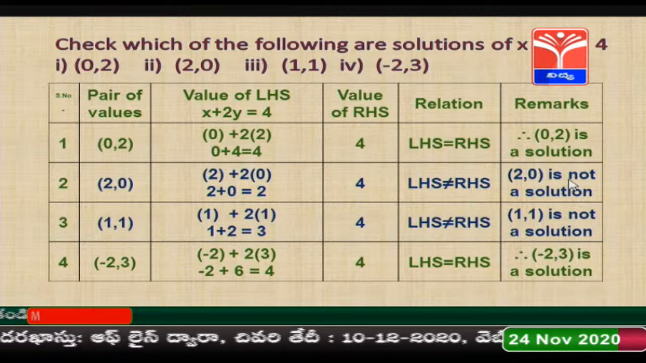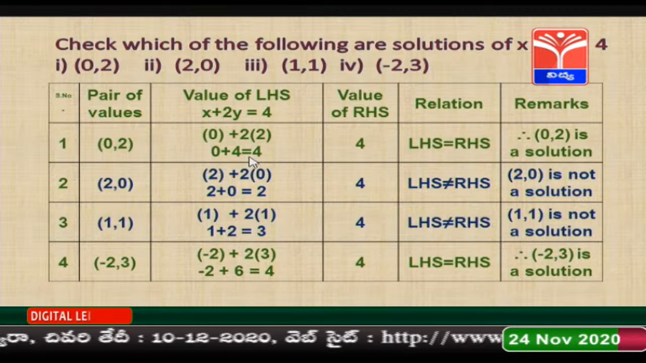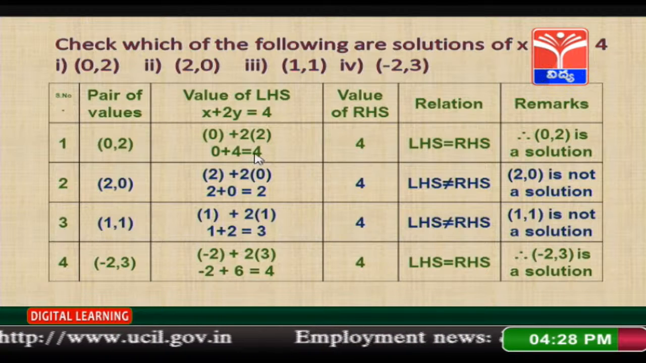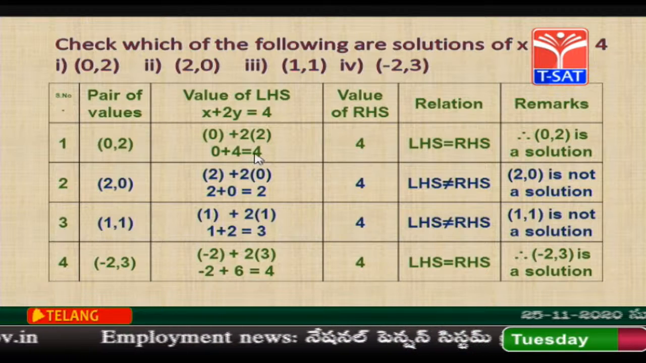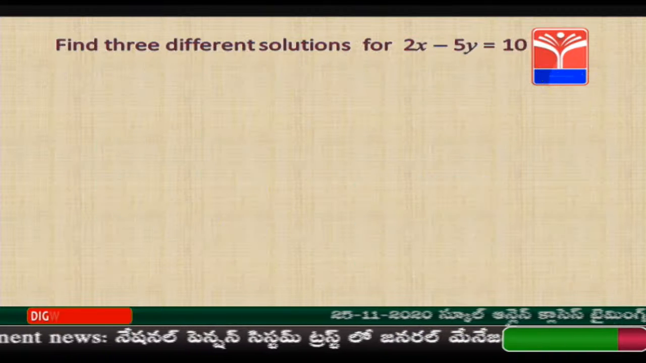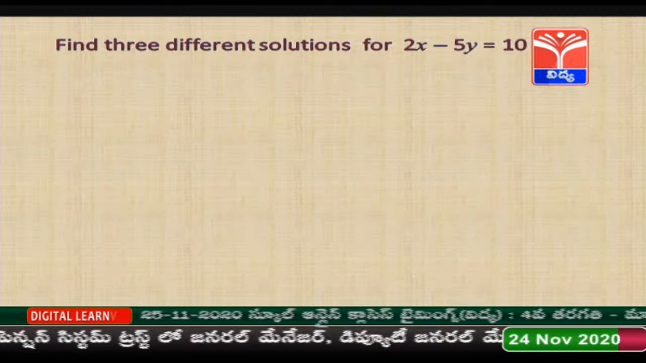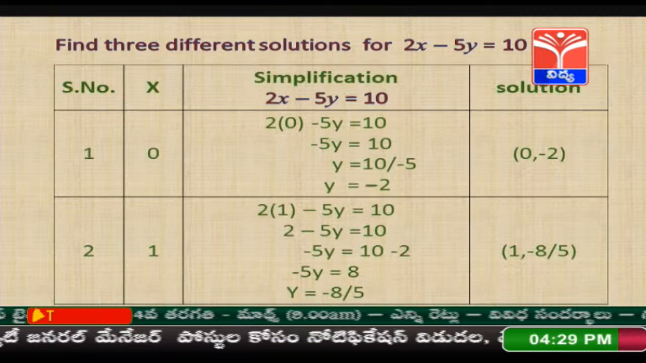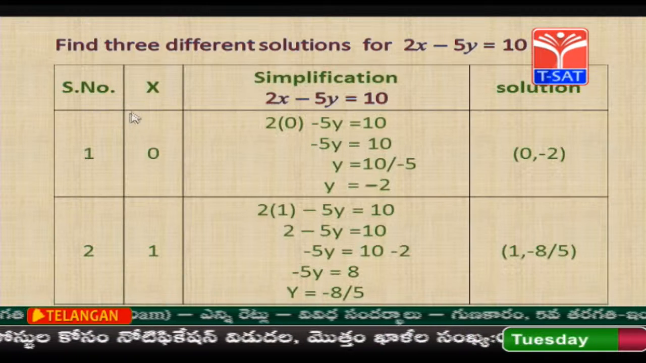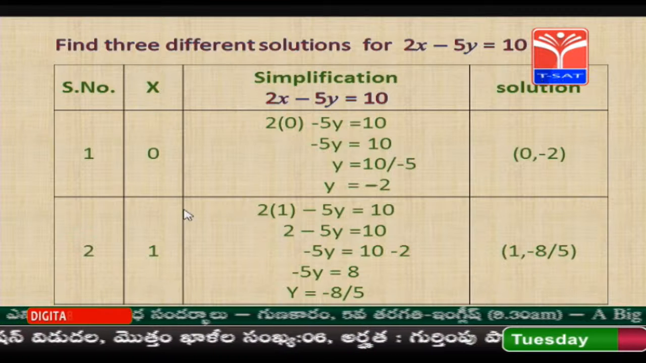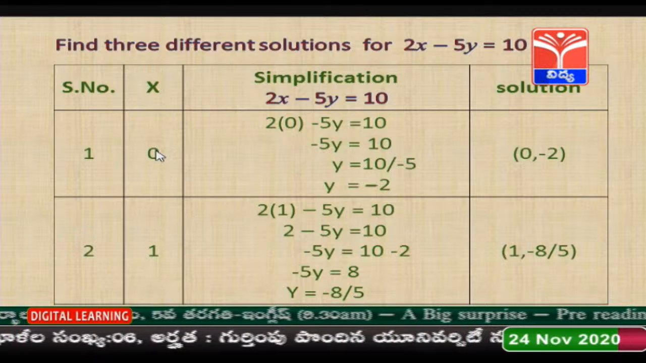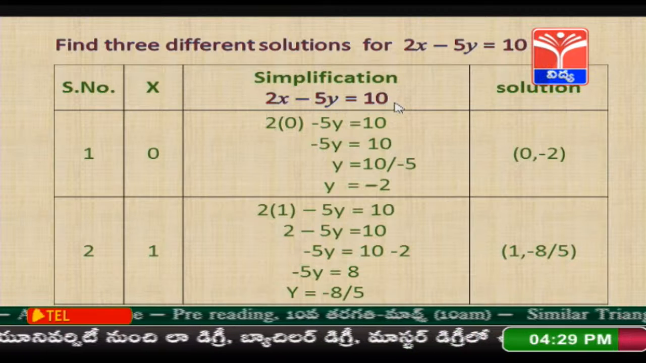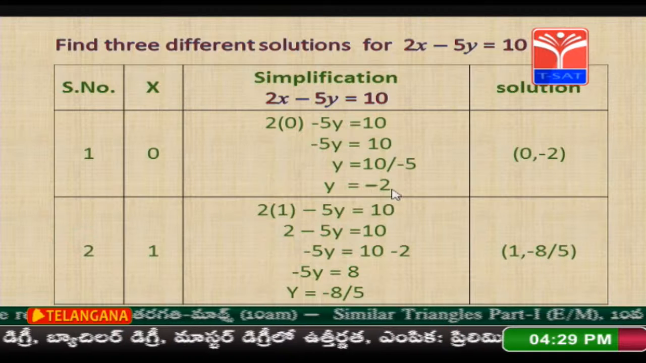Are you clear, children? If it is satisfying the condition, left hand side is equal to right hand side, then you can say it is a solution, else it is not a solution. Find 3 different solutions for 2x minus 5y is equal to 10. How to find? Here I have taken x as my independent value. See, I have taken x is equal to 0 and I am substituting in this equation 2x minus 5y is equal to 10. When I take x value as 0, I got y value as minus 2.